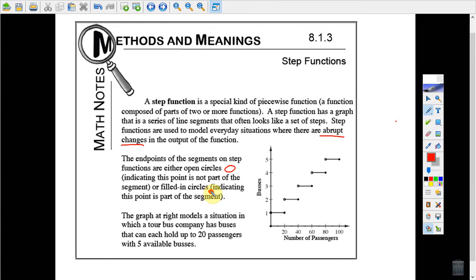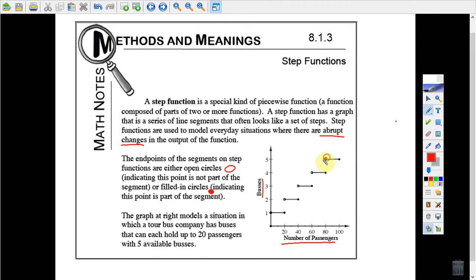The graph at the right models a situation in which tour bus companies have buses that can hold up to 20 passengers with 5 available buses. So on our x-axis we have the number of passengers. On our y-axis we have the number of buses being used. Let's break down this graph a little bit. In this scenario, we have 1, 2, 3, 4, 5 steps, each representing the buses.